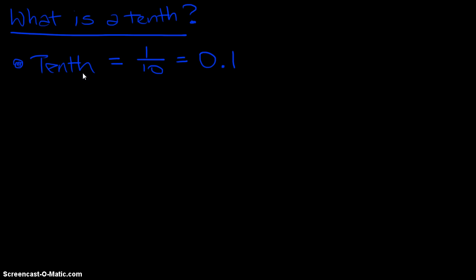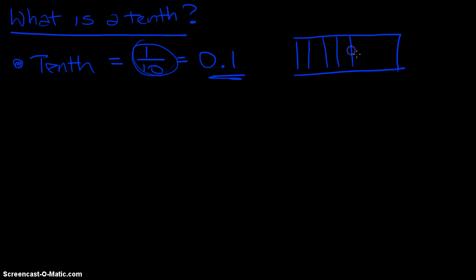A tenth, or let's say you have a decimal, is one way of representing a part, just like how a fraction represents a part. So 1 out of 10 is, let's say I have a bar of chocolate and I split it into 10 parts. Here I split it into 10 parts. 2, 4, 6, 8, 10.